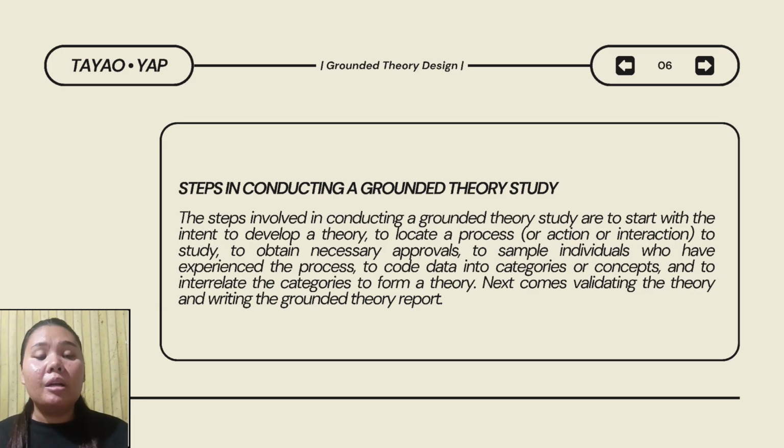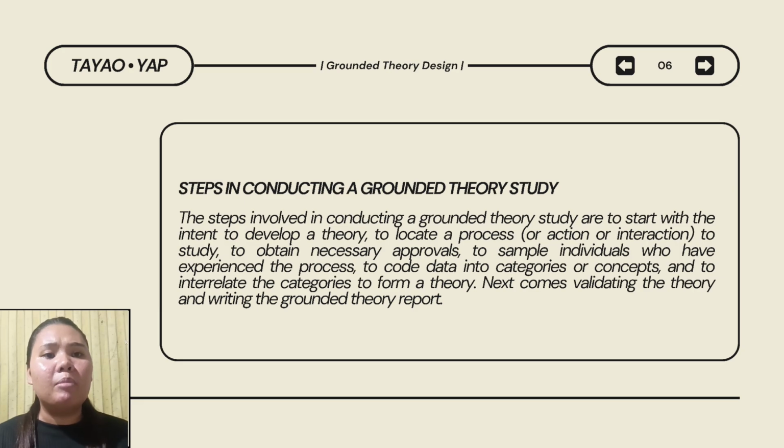We already know that in grounded theory, there are different types of procedures. We have the systematic, the emergent, and the constructivist. The researchers here might engage in alternative procedures or steps to conduct a grounded theory study. So, let's begin to tackle the 8 steps in conducting grounded theory research.